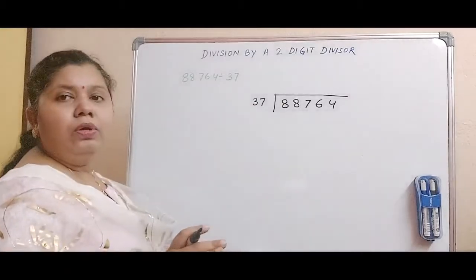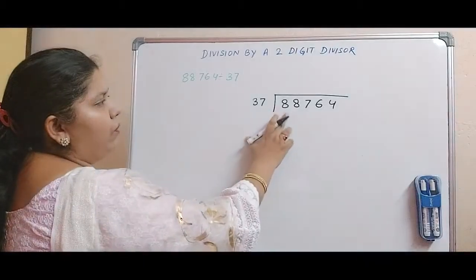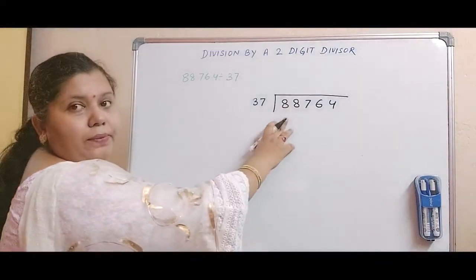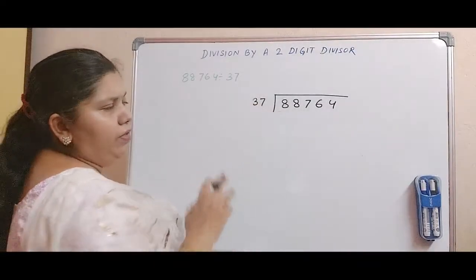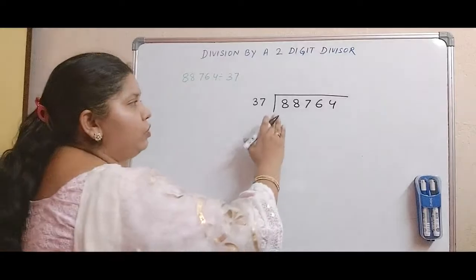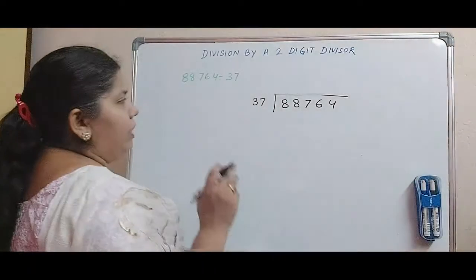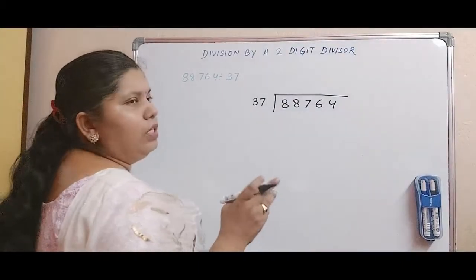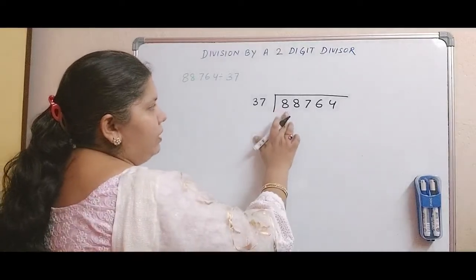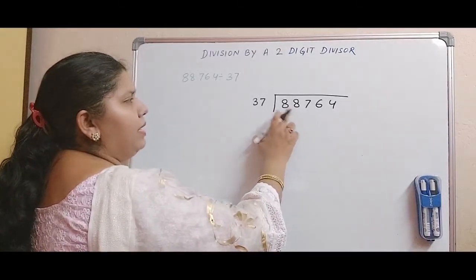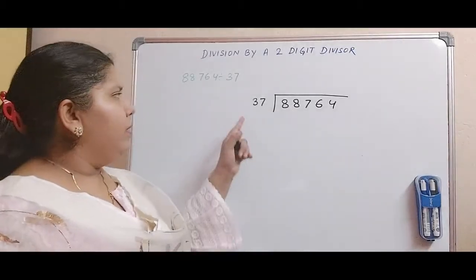First of all, how to identify the partial dividend. For a two-digit divisor, we are going to take a two-digit dividend first. Two-digit means the first two digits, taken from the left-hand side. Now, here you have to check whether the partial dividend is greater than or less than the divisor. For example, in this question, 88 is greater than 37. So no problem, you can easily divide.